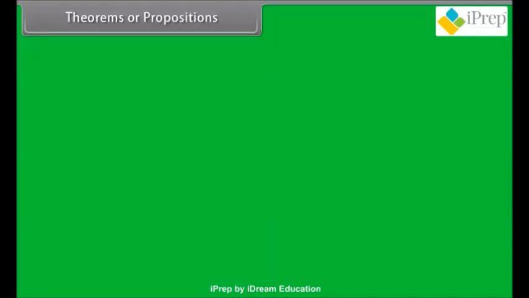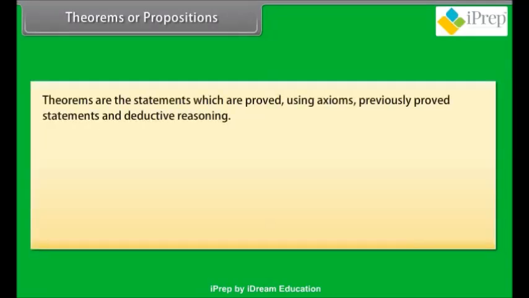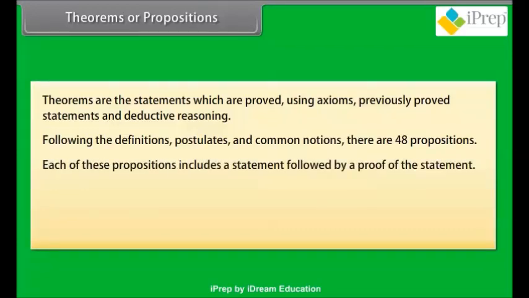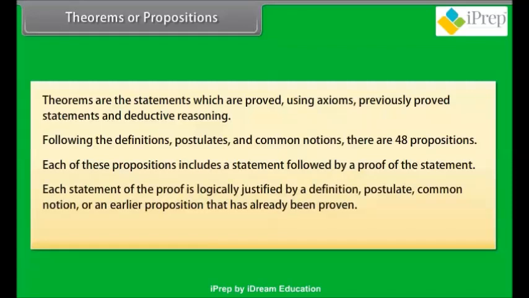Theorems or propositions. Theorems are statements which are proved using axioms, previously proved statements, and deductive reasoning. Following the definitions, postulates, and common notions, there are 48 propositions. Each of these propositions includes a statement followed by proof of the statement. Each statement of the proof is logically justified by a definition, postulate, common notion, or an earlier proposition that has already been proven. Some of the propositions are constructions.